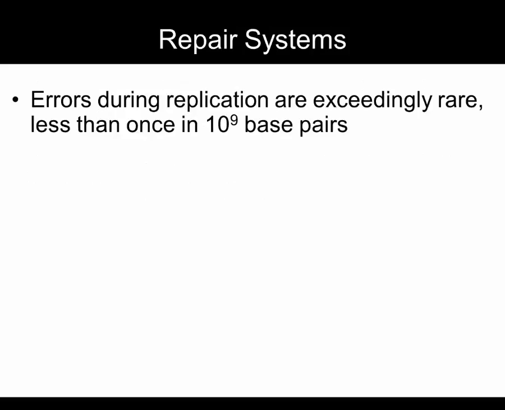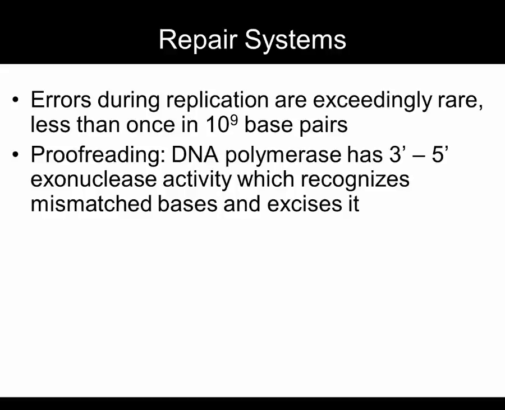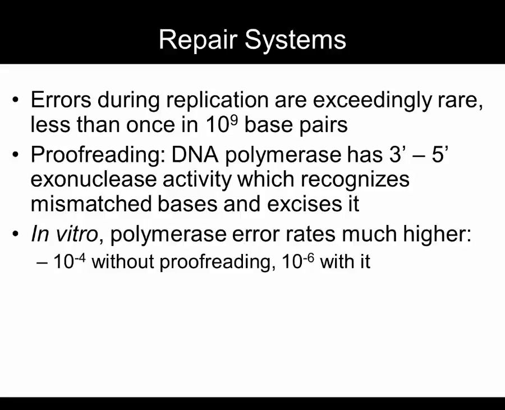Errors made during replication are extremely rare. We normally expect to see less than one error per billion bases copied. DNA polymerases make few errors to begin with, and many polymerases have a proofreading activity, as we previously discussed, which catches most of the errors that do occur. Outside of the cellular environment, the error rate is considerably worse. For in vitro processes like PCR, the rate is more like 1 in 10,000 to 1 in a million bases, depending on whether or not the polymerase has a proofreading function. So clearly, something else is going on in vivo to keep the mutation rate so low.